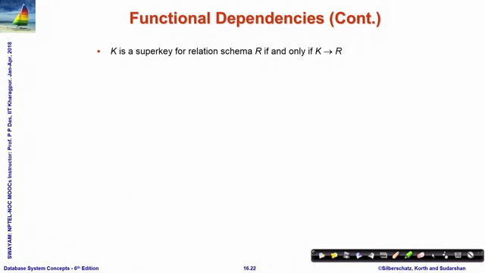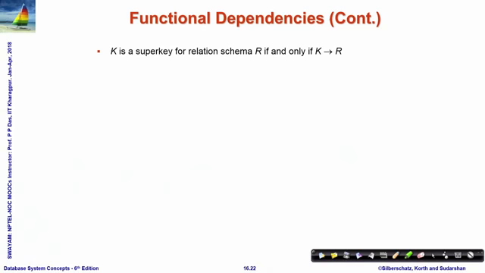So, given this definition of functional dependency, now we can have a formal definition of what is a super key. A super key is naturally a subset of attributes which functionally determines the whole set. And a candidate key is a super key which is minimal.